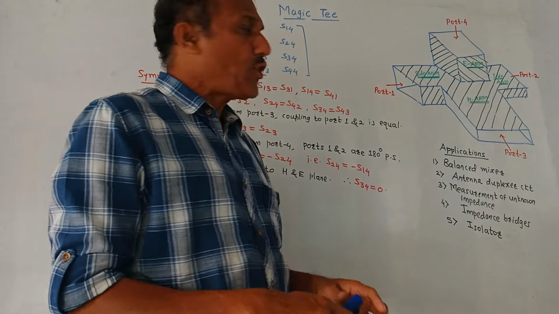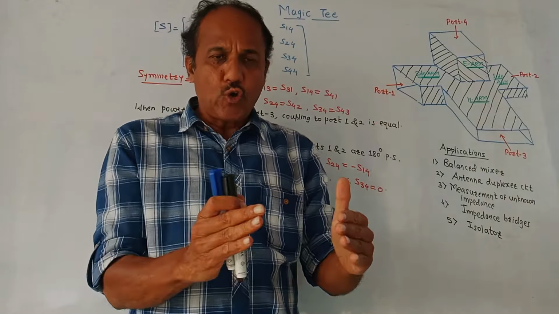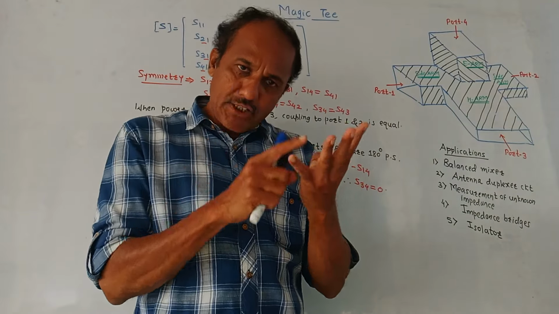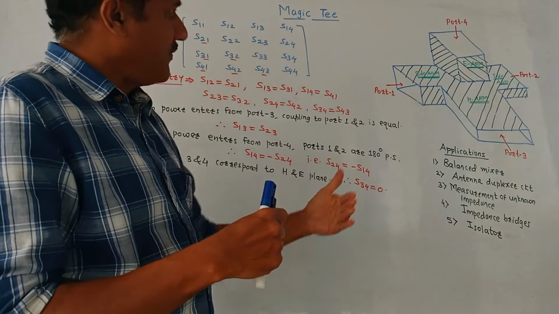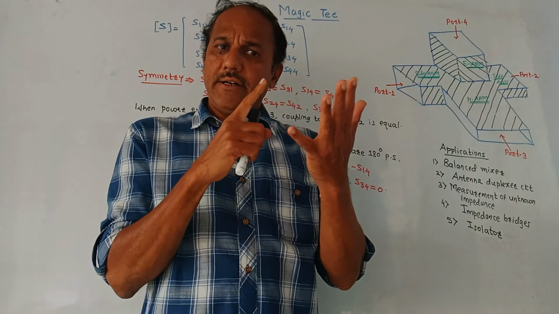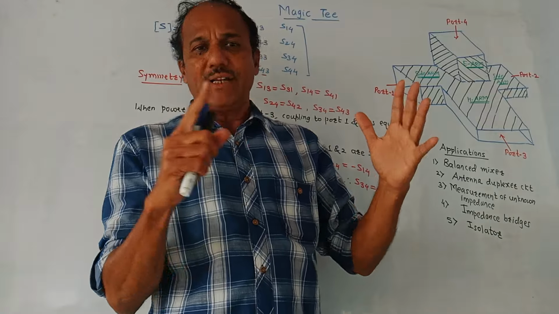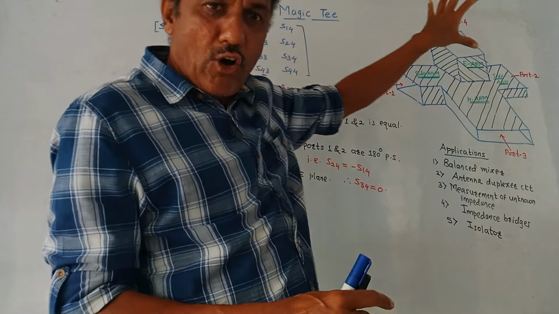Dear students, this topic is magic T. This structure is also called hybrid T. It is a combination of E plane T and H plane T. In the earlier video, we have studied the structure and working of E plane as well as H plane T. So this is the diagram of magic T or hybrid T.